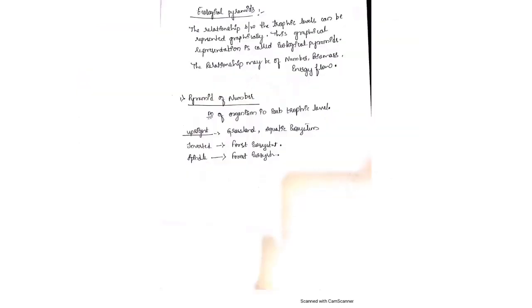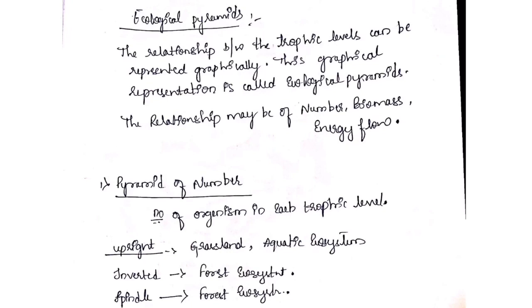And the next topic is ecological pyramids. The relationship between one trophic level and another trophic level can be represented graphically. This graphical representation is called as ecological pyramids.